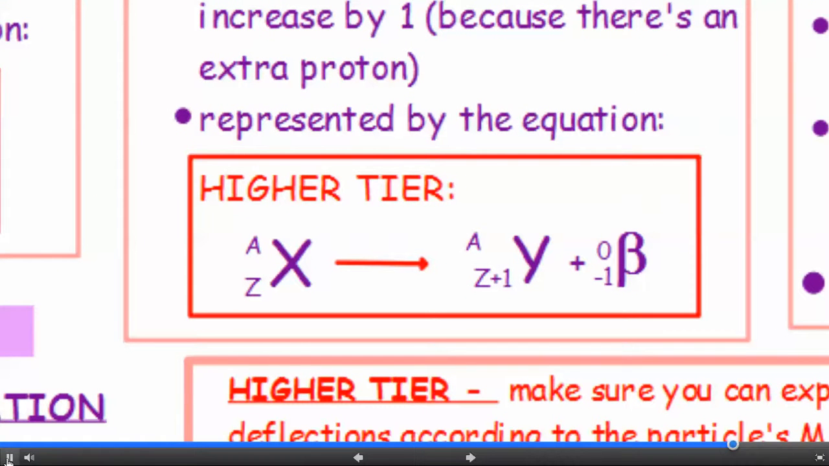And again, if you're doing higher tier, then you need to be able to show that for a particular atom in this equation. So atom X with a mass of A and a proton number of Z will decay by beta radiation to form atom Y. The atomic mass, A, doesn't change, but the atomic number goes up by 1, Z plus 1. And don't forget to show that a beta particle is emitted as well.